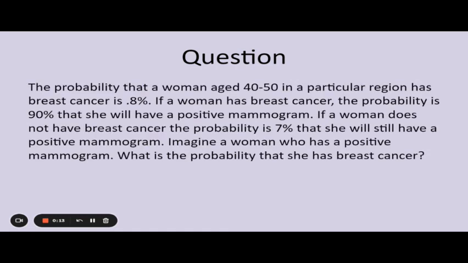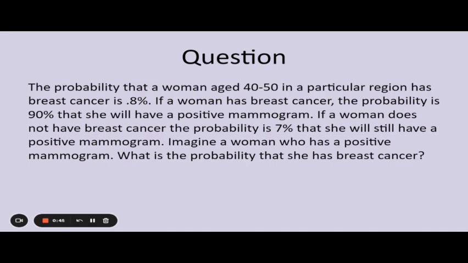So let's start with this question. The probability that a woman aged 40 to 50 in a particular region has breast cancer is 0.8%. If a woman has breast cancer, the probability is 90% that she will have a positive mammogram. If a woman does not have breast cancer, the probability is 7% that she will still have a positive mammogram. Imagine a woman who has a positive mammogram. What is the probability that she has breast cancer?